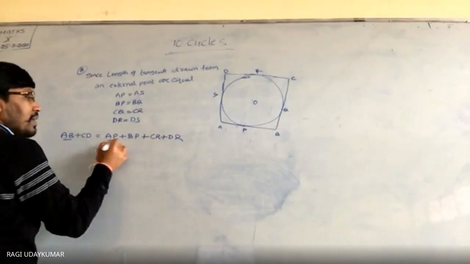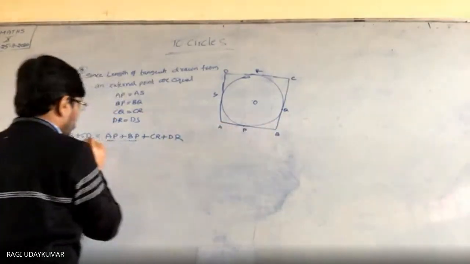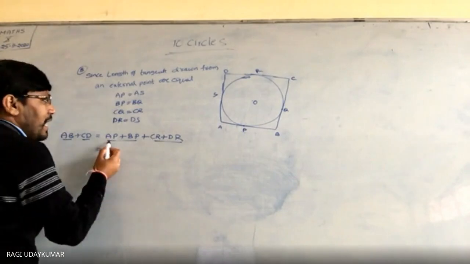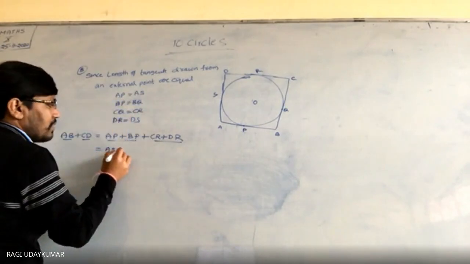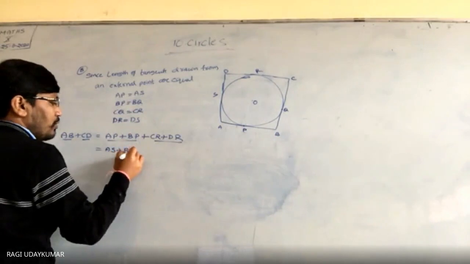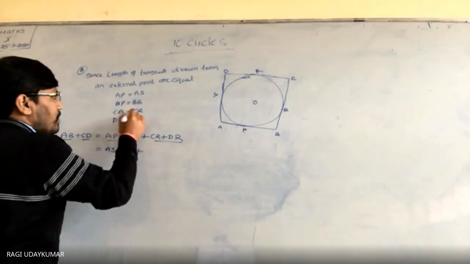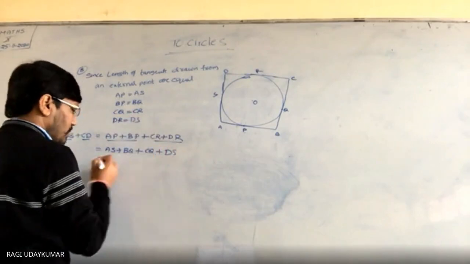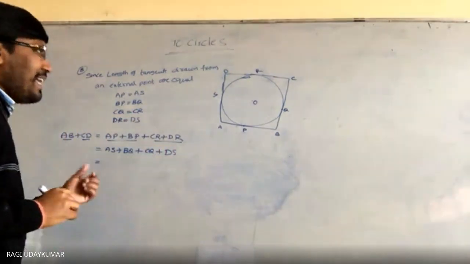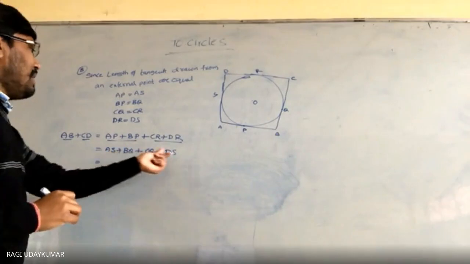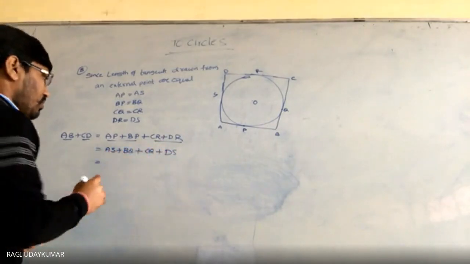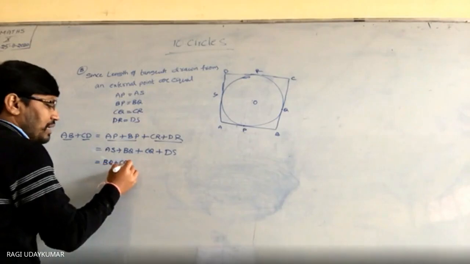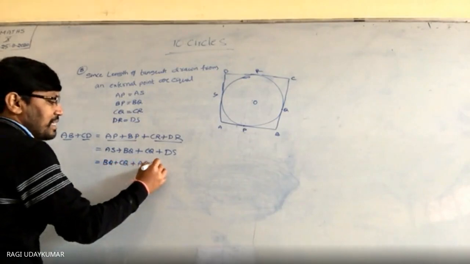This is AB, AP plus BP. CD, CR plus DR. Okay, and AB is equal to AS, BP is equal to BQ, CR is equal to CQ, DR is equal to DS. Now if you rearrange these, AS plus DS, AS and DS together, BQ and CQ together. So BQ plus CQ I am writing together, and AS plus DS I am writing together.